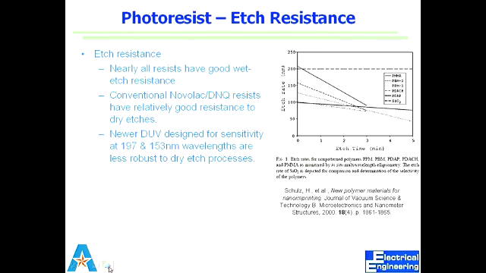So most of them have good resistance to wet etch, and these Novolac and DNQ have good resistance to dry etch as well. But as we are going, some are becoming less robust to dry etch. So this is showing different polymers and their etch rate. Now looking at this plot, which one would be the ideal resist for me?